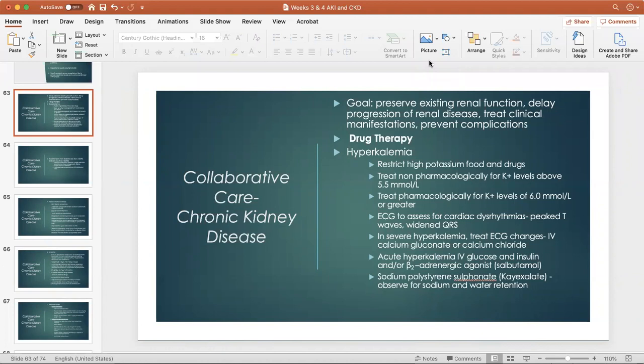Also, I just want to remind you, for example with this slide, hyperkalemia, I've talked a lot about how we treat hyperkalemia. So if you've missed it, you can go back and look at that video, okay?